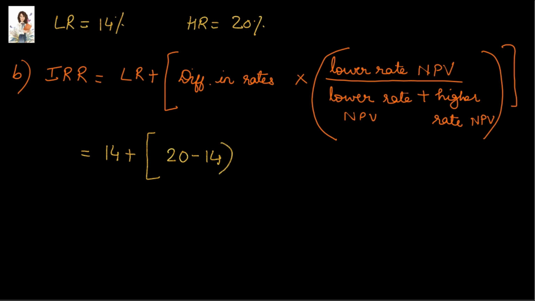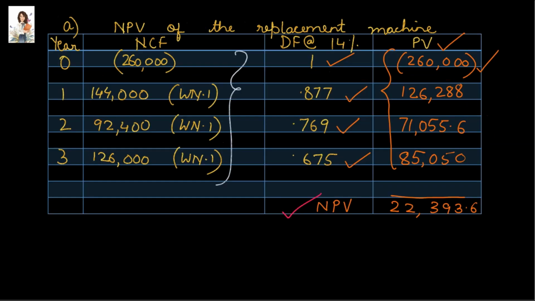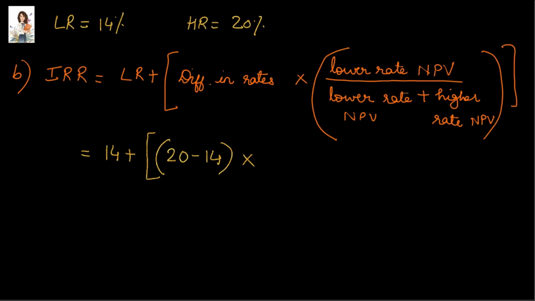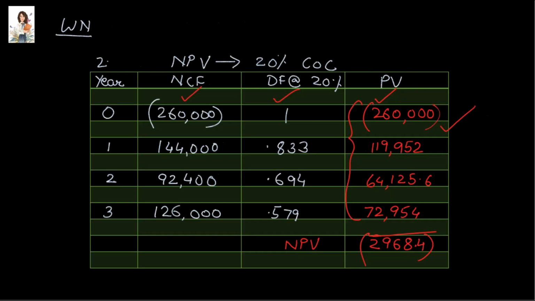of capital that we have used, multiplied by NPV at lower rate of 14% is 22,393.6. We have already found out in part A. So we'll insert the lower rate NPV in the formula. We have already found the NPV at the higher cost of capital of 20% in working note 2. It is negative $2,968.4.